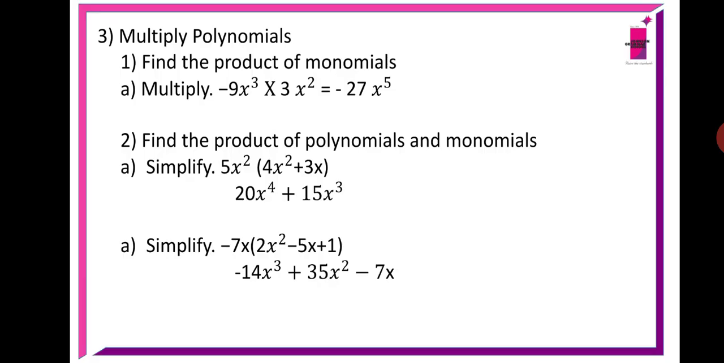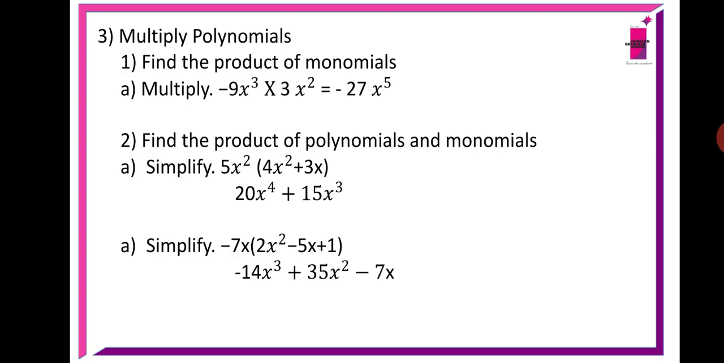And now we will go for the multiplication of polynomials. The product of monomials: when you are finding a product of monomials, first of all you should multiply their signs. Minus into plus is minus. So 9 into 3 is 27. x cube into x square gives you x power 5.